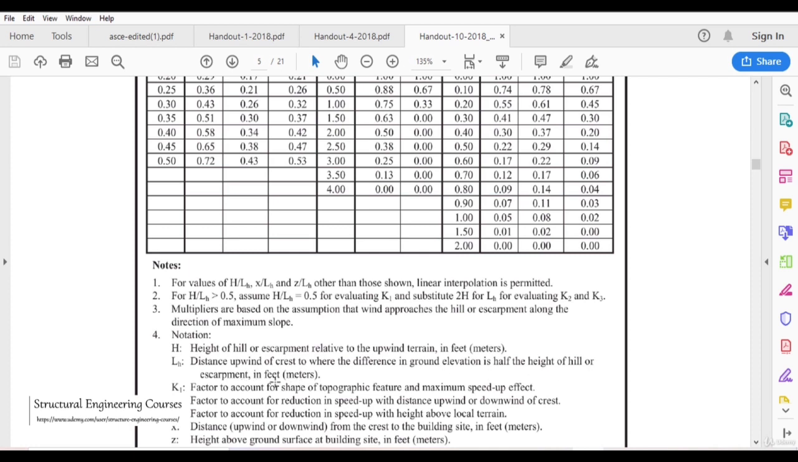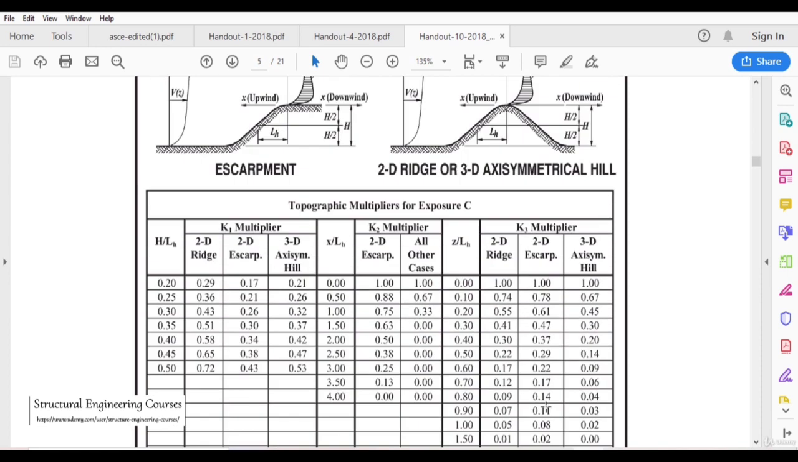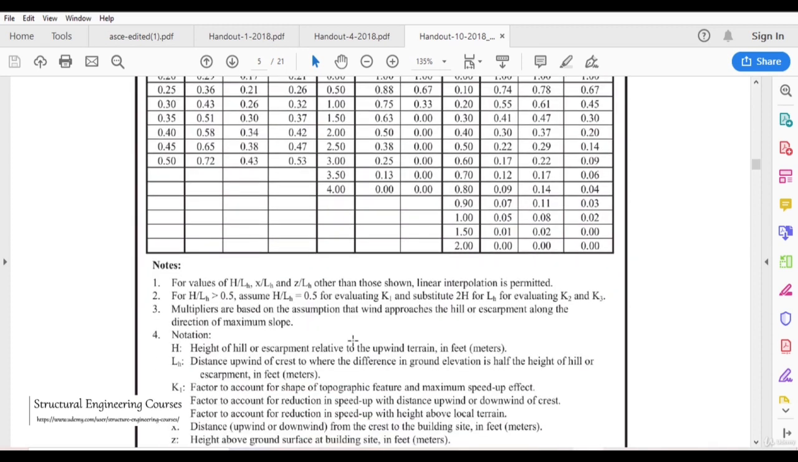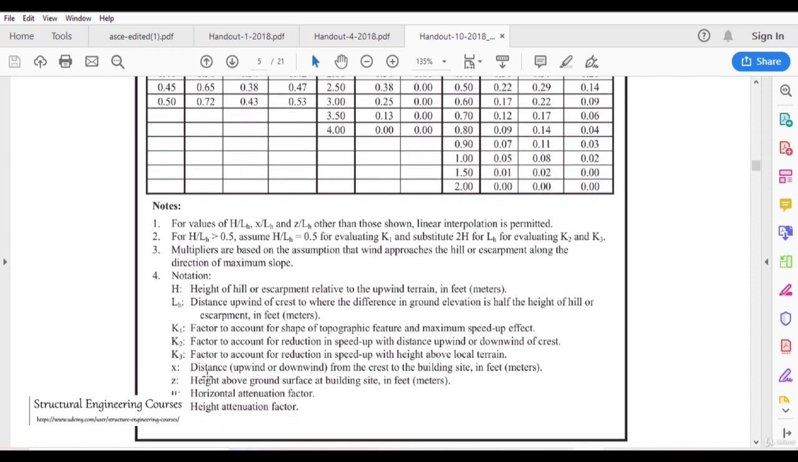K1 is a factor that accounts for the shape of the topographic feature. K2 is a factor to account for reduction in speed-up with distance upwind or downwind of the crest. And K3 is a factor to account for reduction in speed-up with height above the local terrain. So x is the distance from the crest of the building to the site. z is the height above the ground surface at the building site. Mu is the horizontal attenuation factor, and gamma is the height attenuation factor.